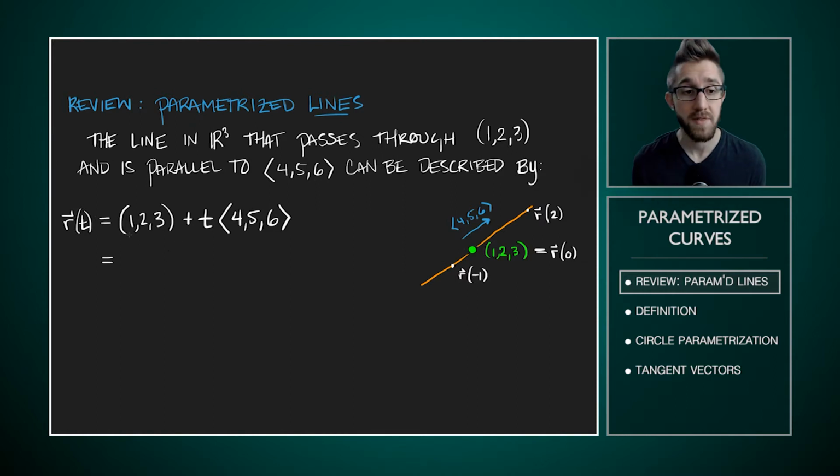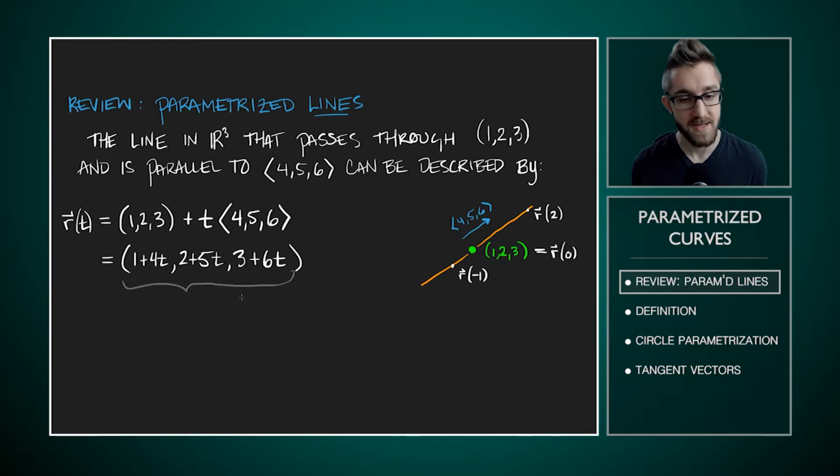I'll also note that we could combine this expression into a single parenthetical. In other words, we combine all the x components, so 1 plus 4t, and then combine all the y components and all the z components, just using vector addition and scalar multiplication. And if we write it like this, we can really see that this is a location in space that is being described as a function of a time t.